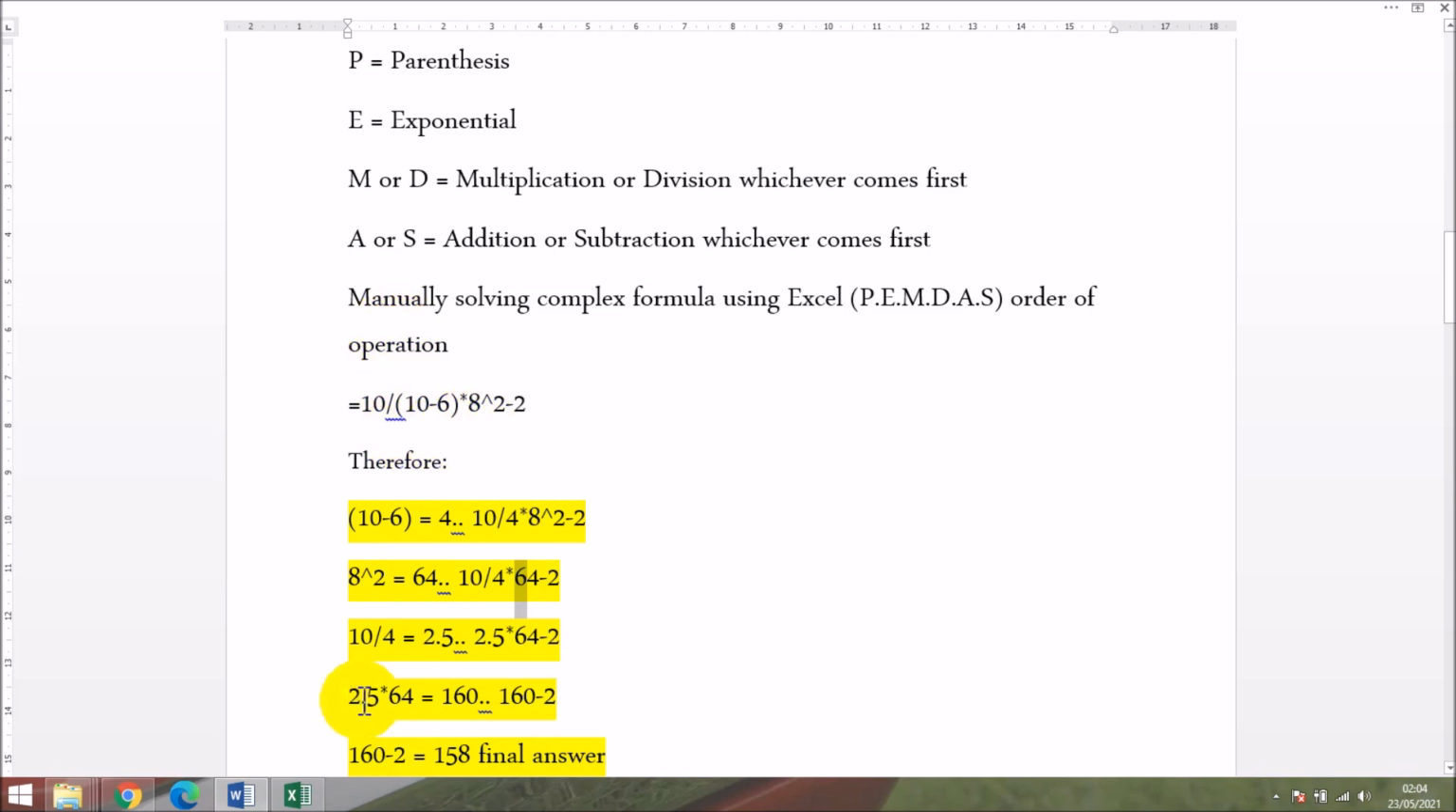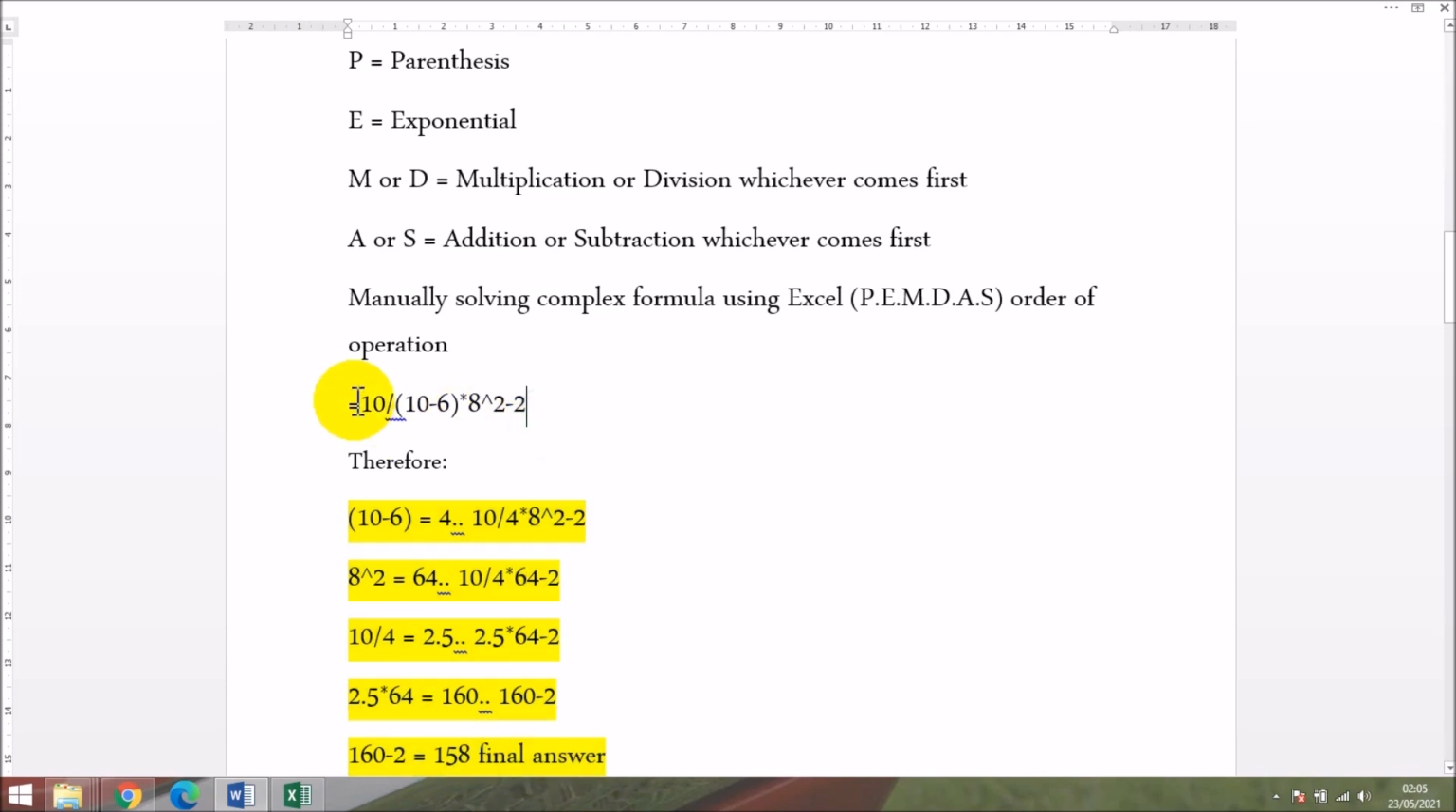So in the next order of operation, what comes first? Multiplication. So we are going to do multiplication. 2.5 times 64, we are going to get 160. So if you put 160 into our formula back, we're going to get 160 minus 2. And in the next order of operation, what comes next? There is no addition. What we have here is subtraction. If you do subtraction, 160 minus 2, you are going to get 158 as your final answer.